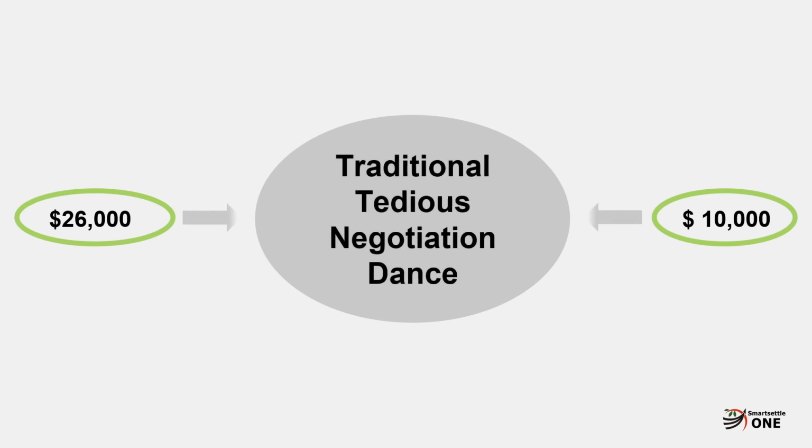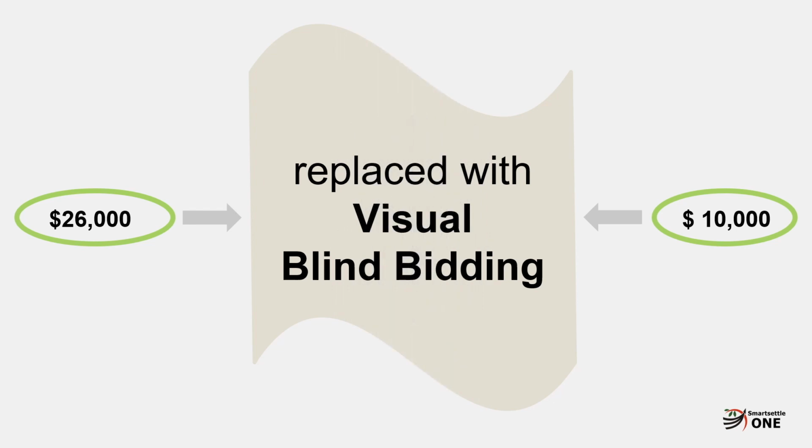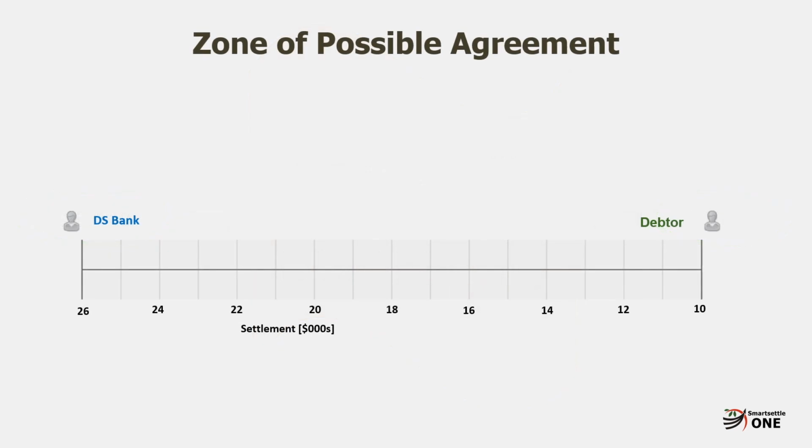They would avoid a tedious negotiation dance with the use of Smartsettle ONE, which employs visual blind bidding to make debt resolution friendly, quick, and easy. Before we proceed with the simulation, let's review a little negotiation theory. Settling this dispute depends on the existence of a zone of possible agreement.